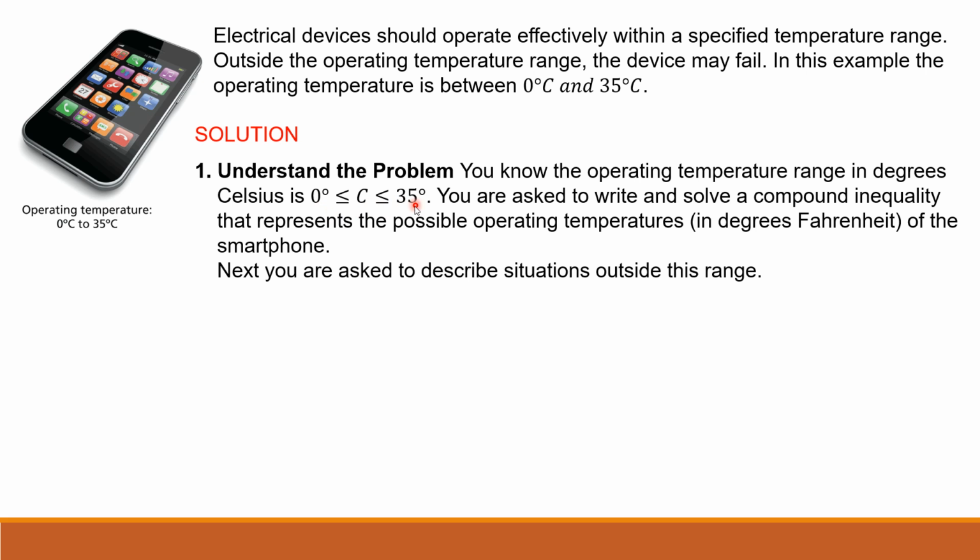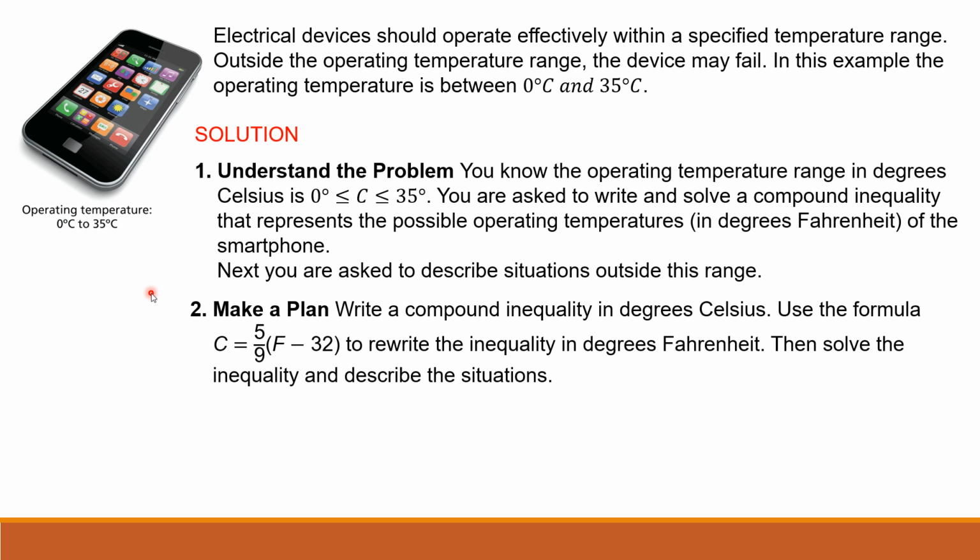So this is a compound inequality. And that would be the compound inequality in terms of Celsius, but we need to write this in terms of Fahrenheit. And then we're going to describe the situations outside the range. So that's going to be finding when it doesn't work. Our plan will be to include the formula that converts Celsius to Fahrenheit, because that's what we want to be able to do: determine the operating system temperatures in Fahrenheit.